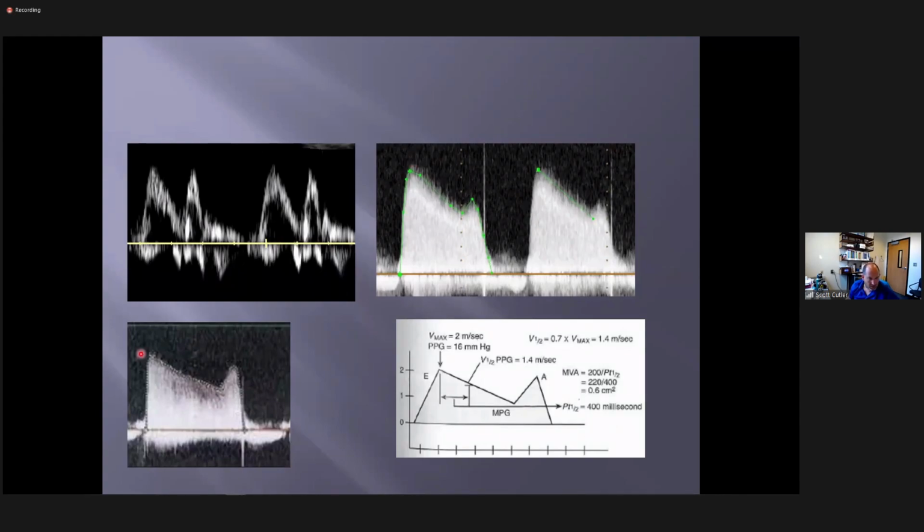The one with a less steep slope is more severe. The ones that are closer to normal, with a steeper slope, are going to be mild or moderate. The ones with a very gradual slope are going to be severe mitral stenosis.